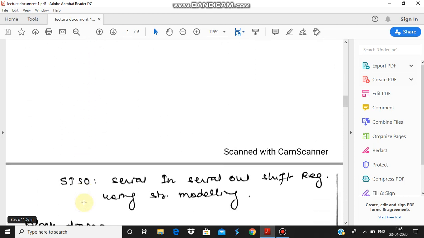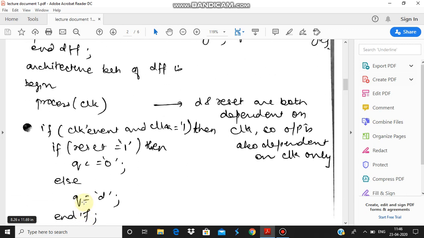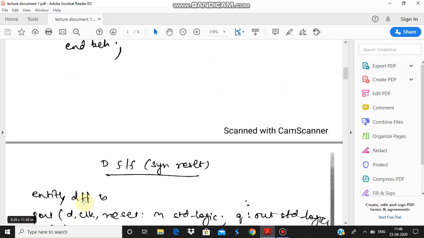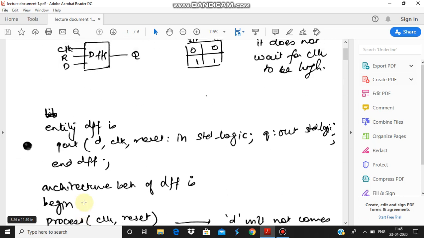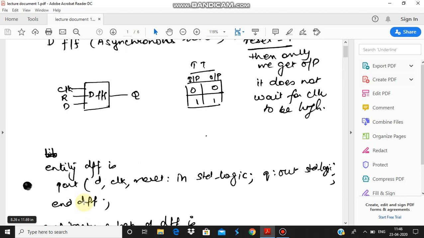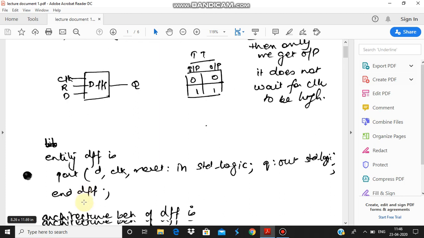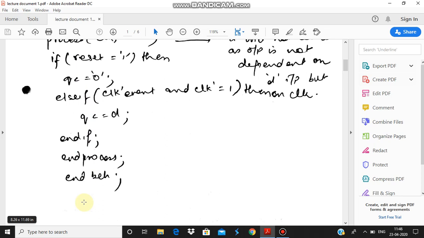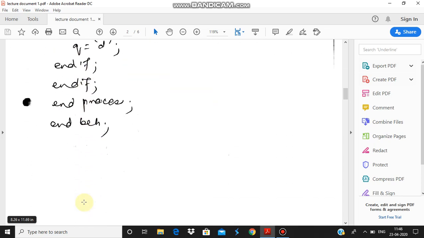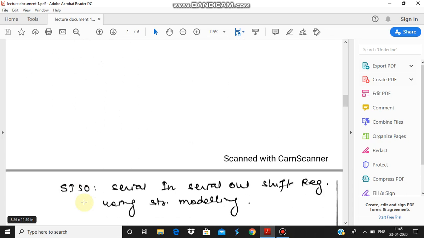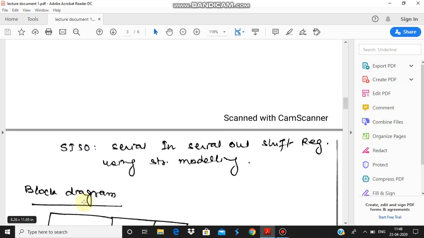This was your synchronous reset, right? I'll stop here today and you try the synchronous and asynchronous reset with the same T flip-flop. T is almost similar to D, right? In D, what becomes the input? D and D bar. Try the circuit diagram of T, take its truth table, and make this kind of coding for synchronous and asynchronous reset and see. And then I will show you shift registers.